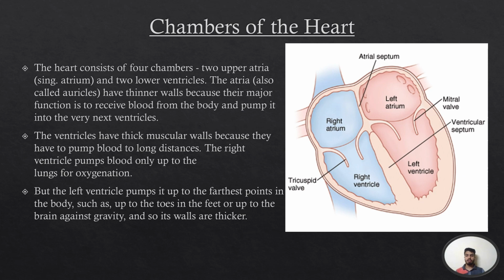There is a valve present between the left atrium and the left ventricle, which is known as the bicuspid valve, which prevents the backflow of the blood when the ventricle compresses. And there is a tricuspid valve present between the right auricle and the right ventricle, which prevents the backflow of the blood when the right ventricle compresses.